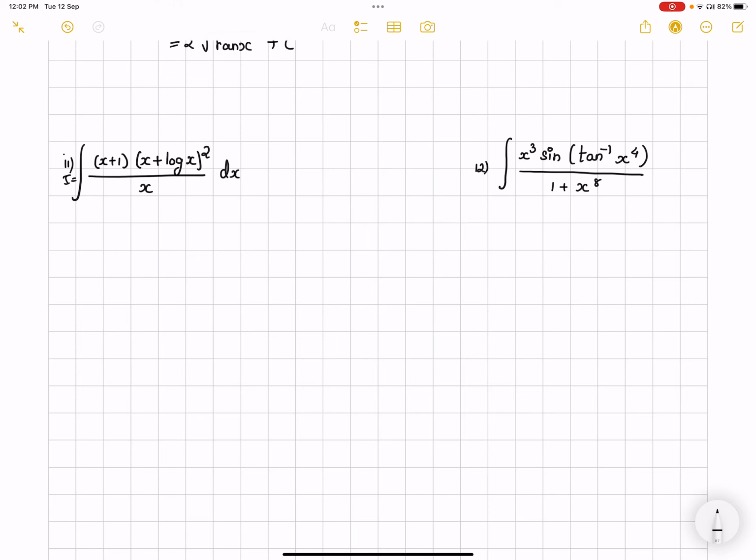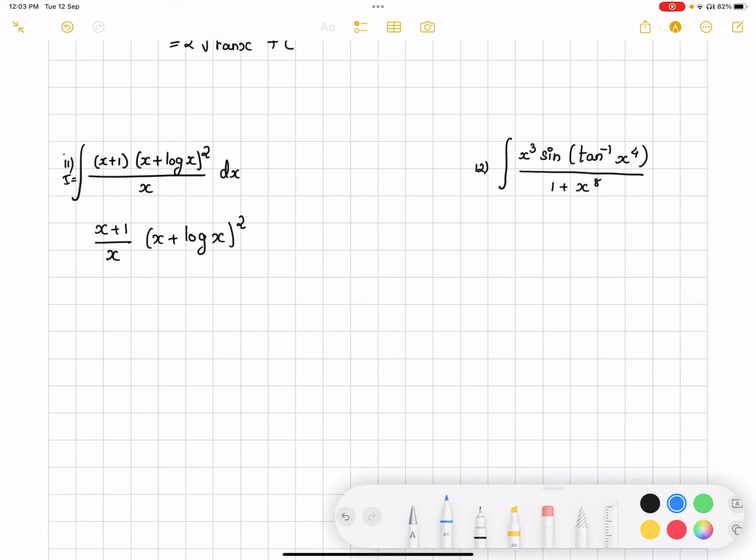Now, see what we are going to do. I'm just going to write my integrand and show it to you. I have x plus 1 by x into x plus log x the whole square. This is what I have. Okay. Now see this one. I told you we can split when we have one term in the denominator and two terms in the numerator. I told you very clearly the splitting can happen in this way.